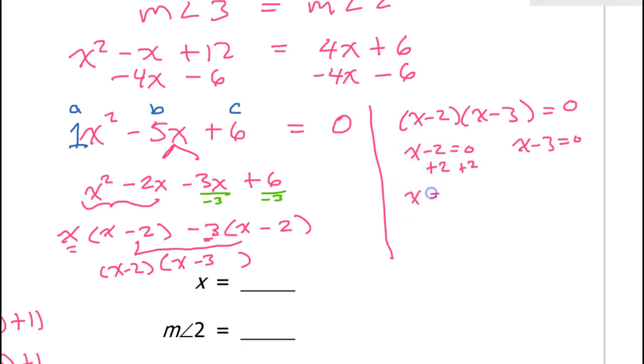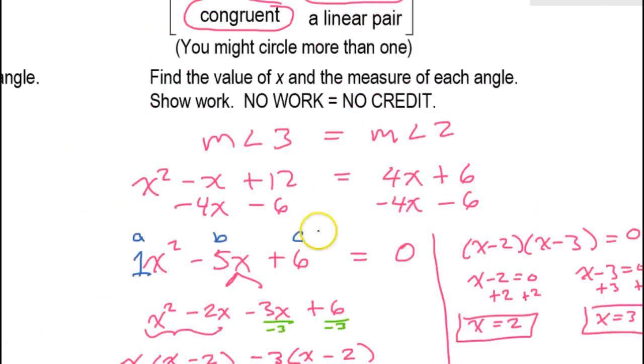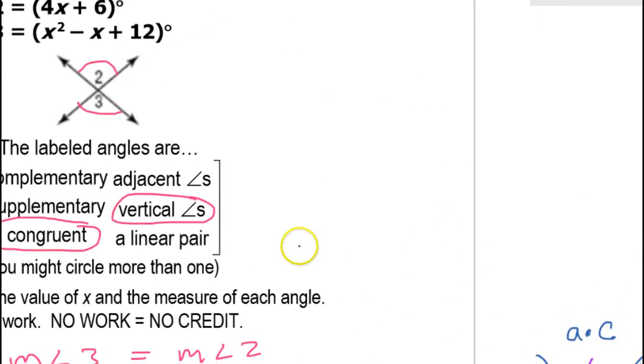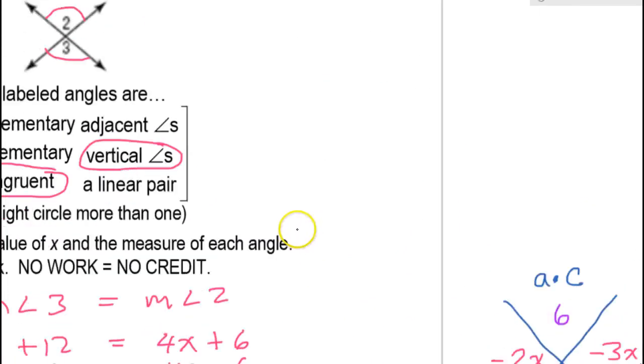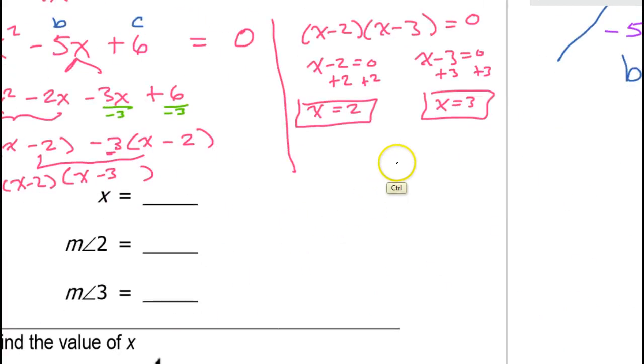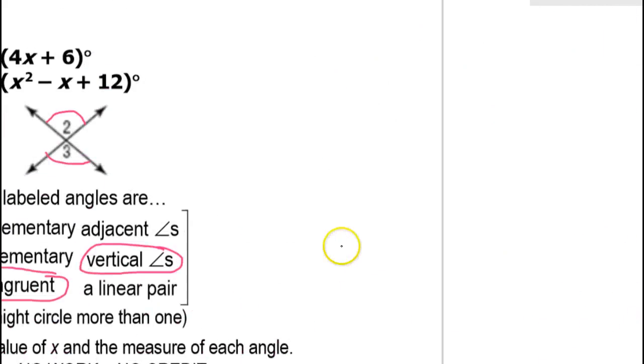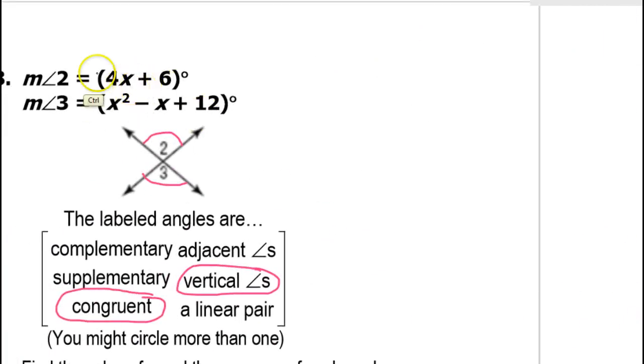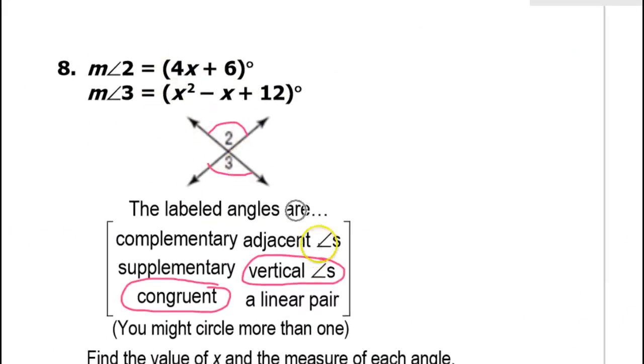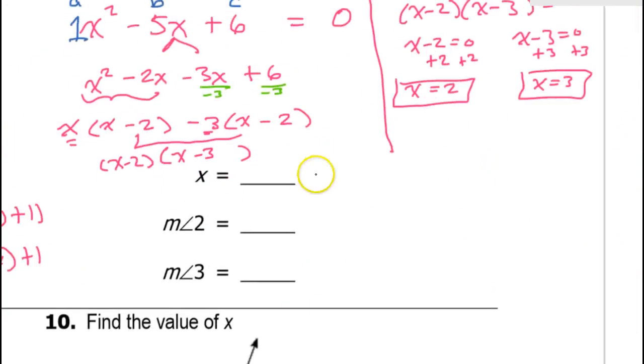So by adding 2 to both sides, I get x equals 2. So that's one possibility. By adding 3 to both sides, I get x equals 3. So that is another possibility. Okay? Now, I just need to check something. I need to make sure that both of these are valid. These are solutions, but if I plug them back in, I need to make sure I'm not getting any negative answers, because you can't have negative angles.